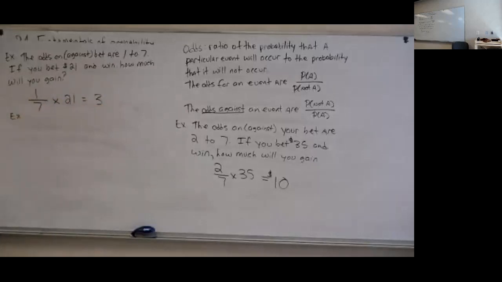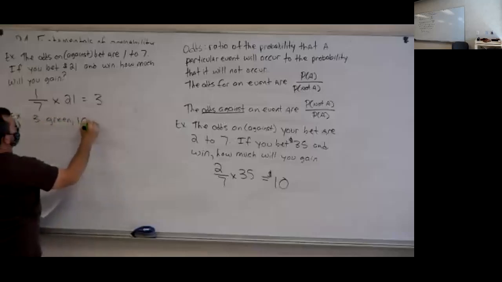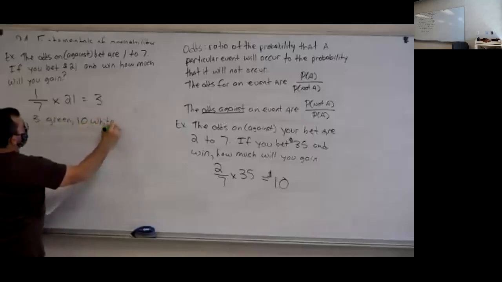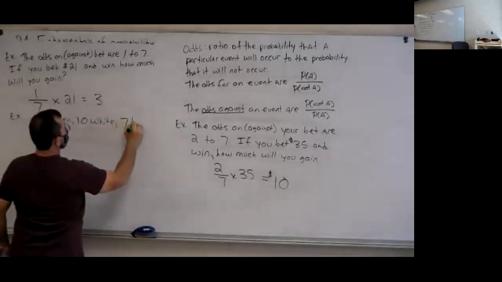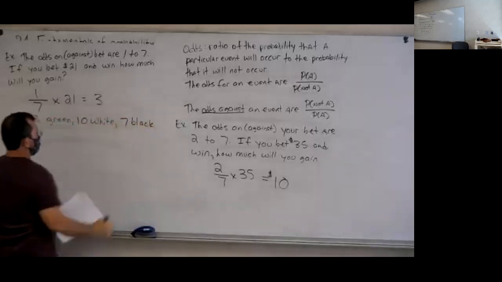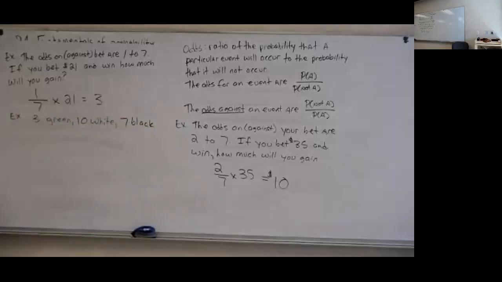But no, this would be like the last problem on there. Oh look, it goes back to the other stuff, doesn't it? I got 3 green marbles, 10 white marbles, and 7 black marbles. If one marble is selected, what's the probability that it's black?